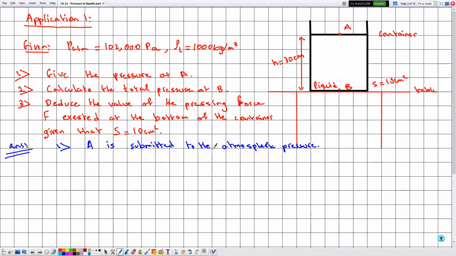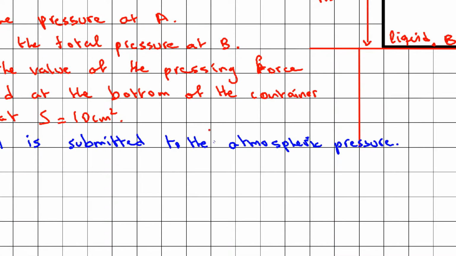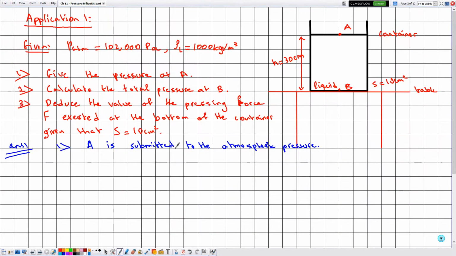So in this case, this statement is important, and they usually give it half a mark. Now, for this reason, the pressure at the point A is equal to the atmospheric pressure, which is given by 102,000 Pascal.